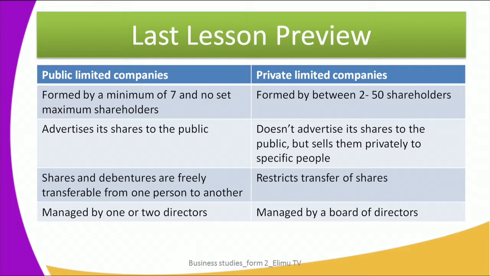The other difference is that public limited companies are managed by a board of directors, while private limited companies are managed by either 1 or 2 directors, depending on the size. If a private company is just small, 1 director can manage. If it's a big private limited company, then 2 directors are the ones that can manage the company.